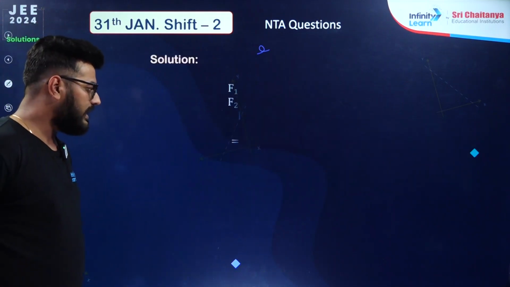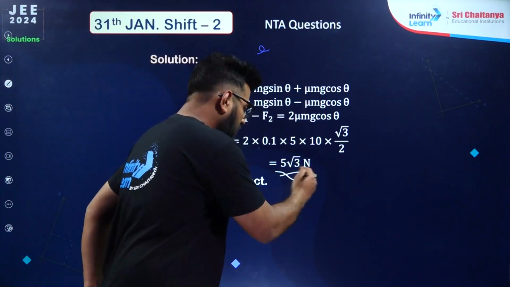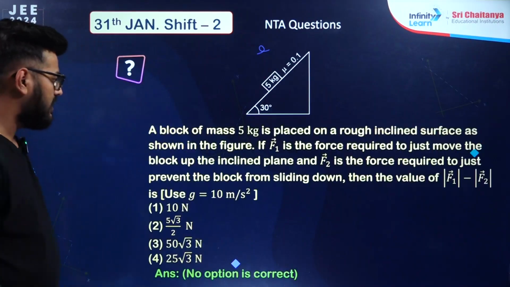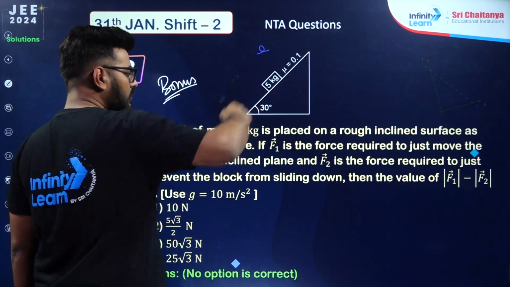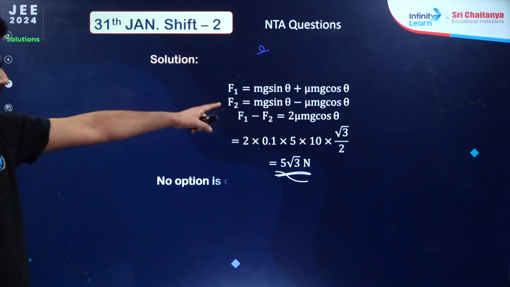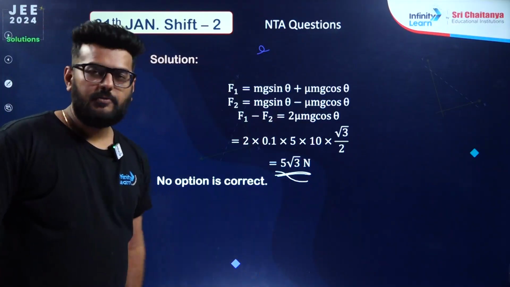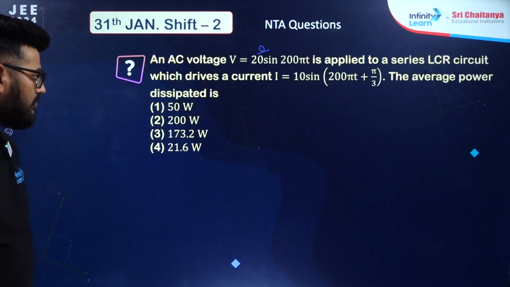The correct answer which you are getting was around 5 root 3. But there was no option which was matching this. So people got this as a bonus. Okay. When you use this methodology, then the correct answer will be 5 root 3. But this question came out as a bonus.